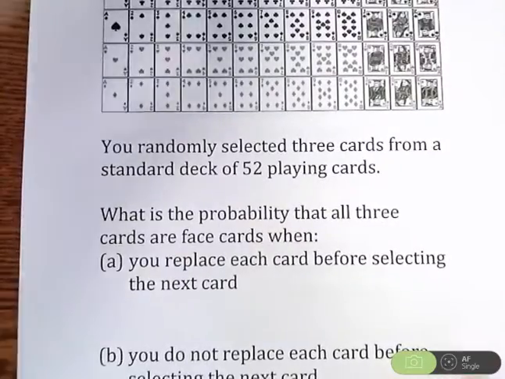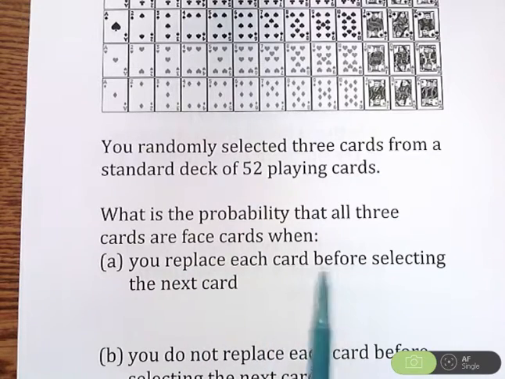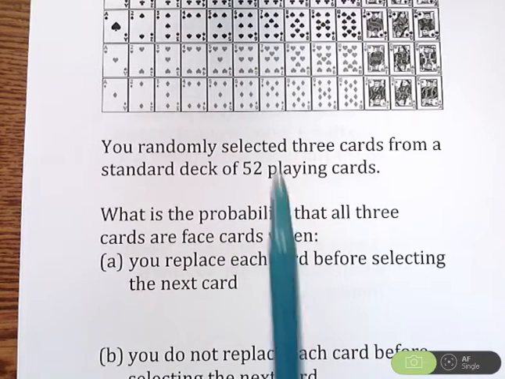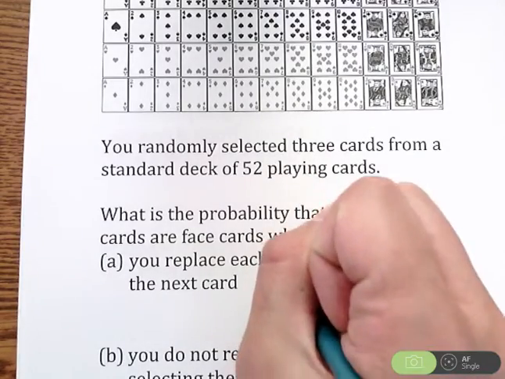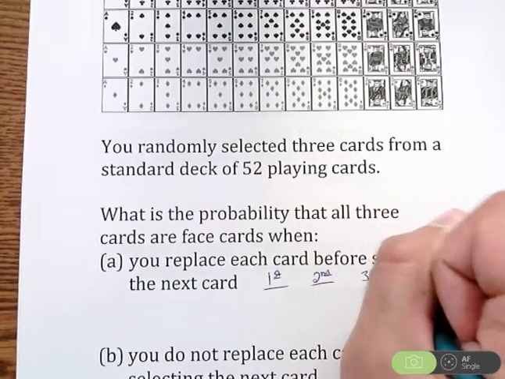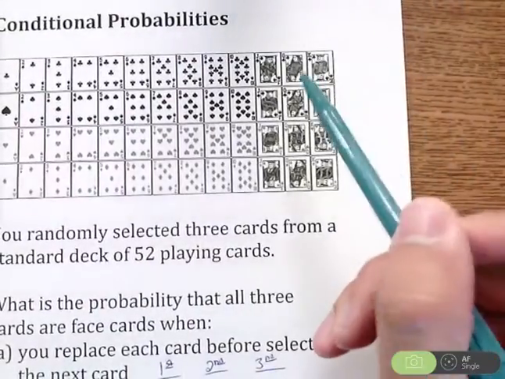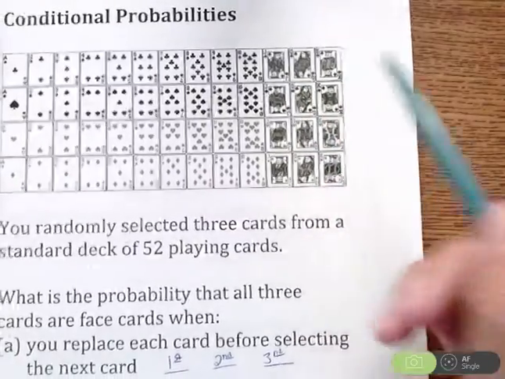So we have to figure out what is the probability that all 3 cards are face cards when, part A, you replace each card before selecting the next card. The best way to tackle this is to think about what you are doing. We have a deck, and we're selecting 3 cards. So I'm going to look at what's happening with the first card, the second card, and the third card. We're going to take one, and we want all 3 of them to be face cards. If you're not sure what face cards are, that's your Jack, Queen, and Kings. Those are all face cards.